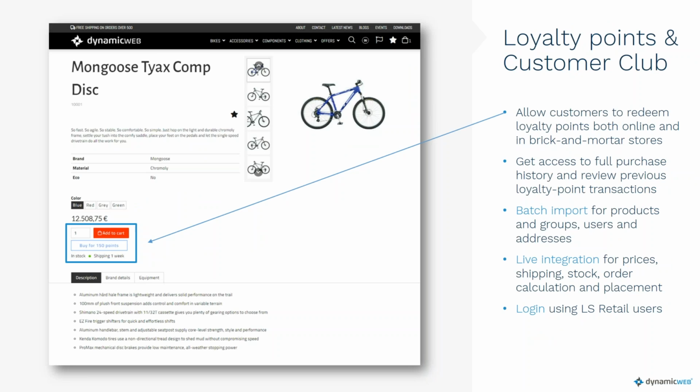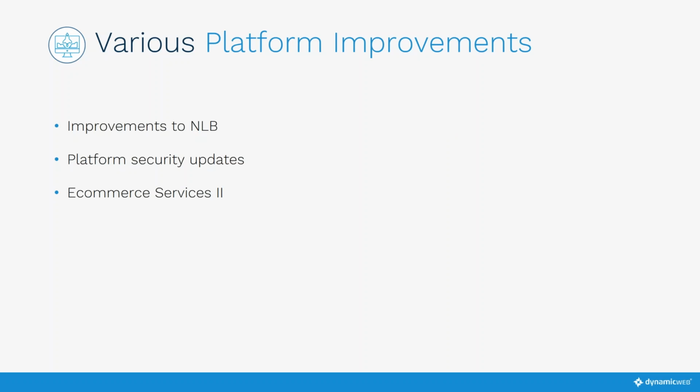You can see here buying for points, and that is basically integrated into the LS experience, so that you can use the points earned in a physical store in the online store. And just one last couple of things, there's a number of small improvements to the NLB system. There's a number of security updates, especially related to access to the backends.